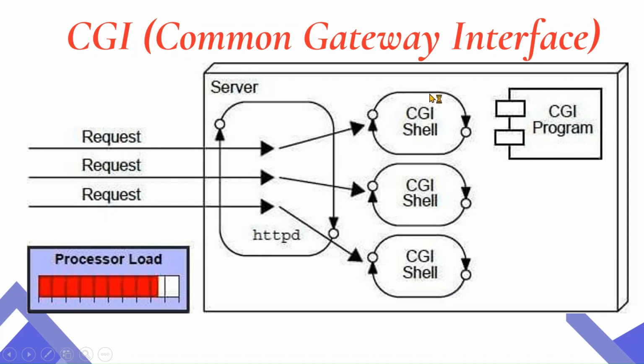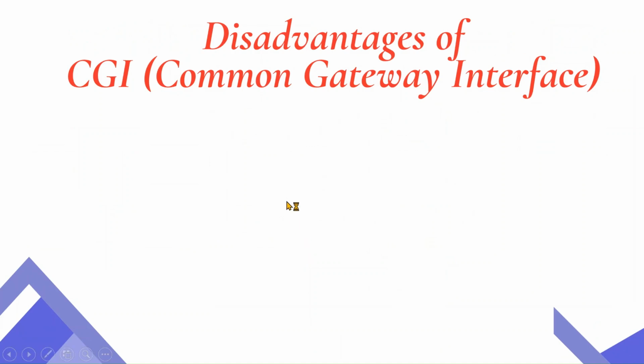So here there is no concept of multi-threading. This is a new process, and this one is a new process, and this one is a new process, and it goes to the concerned application to be executed, and finally it gives the results. So if thousands of requests are coming, thousands of processes are created, so there's a major problem, and the processor load is also more. So in order to overcome this problem, we are getting into servlets.